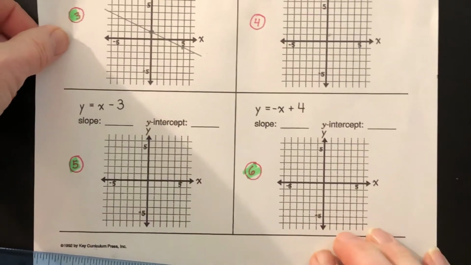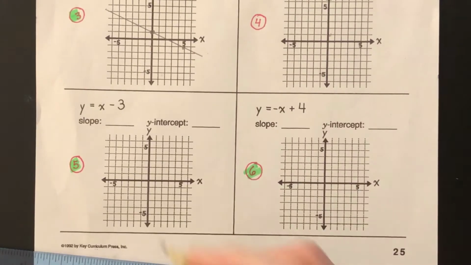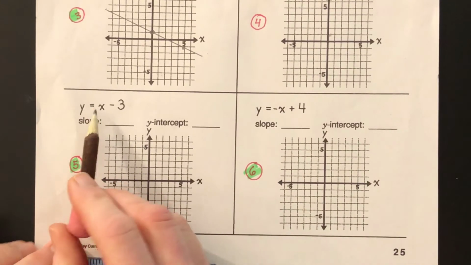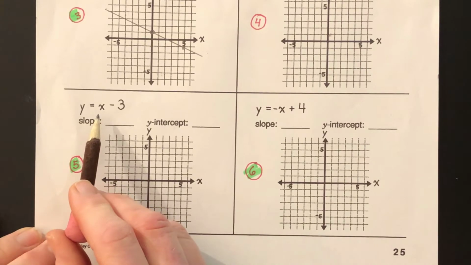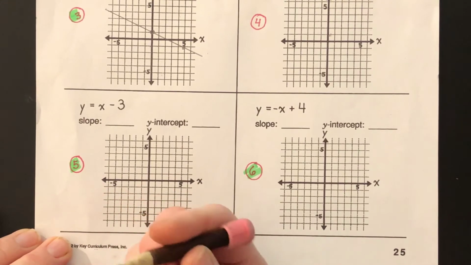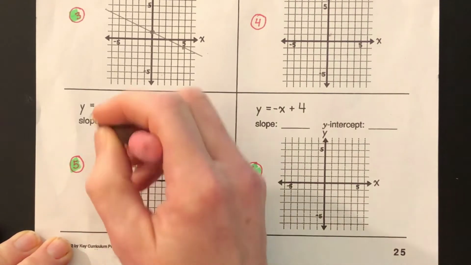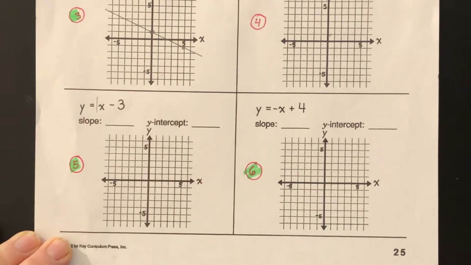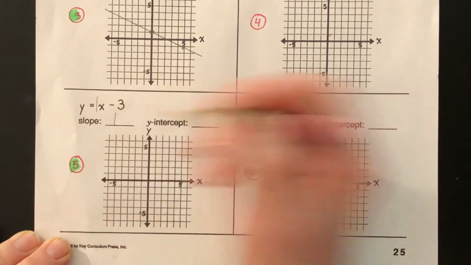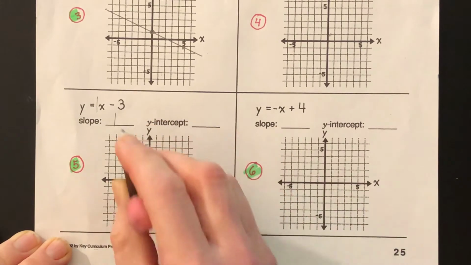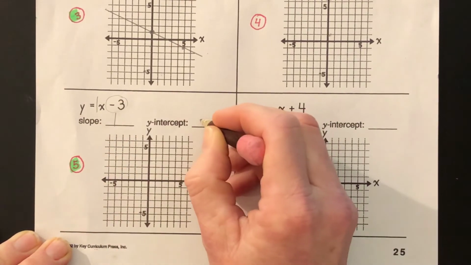Number 5. So there's no coefficient in front of the x. We know with algebra that if there's no number, it's understood it's a 1. So since we need a coefficient, we get a 1. Our slope is 1. The y-intercept is negative 3.